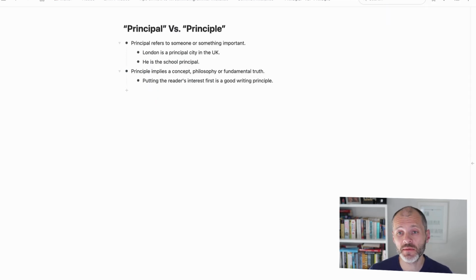The next common grammar mistake refers to the word principal versus principle. Principal refers to someone or something that's important. So London is the principal city in the United Kingdom, or Dublin is the principal city in Ireland, or he is the school principal, or as you'd say in the United States, headmaster. On the other hand, principle, so L-E, implies a concept, philosophy, or a fundamental truth. So putting the reader's interests first is always a good writing principle.